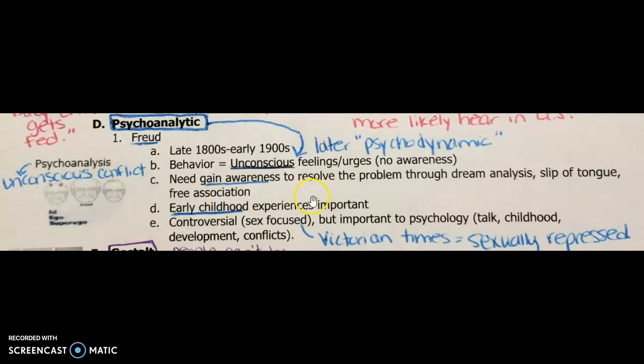Now, Freud said that early childhood experiences are very important. He put a lot of emphasis on development before the teen years. He said we're pretty much well developed by our teen years. Later theories of development are going to say, no, we keep on developing. But Freud placed a lot of emphasis on the unconscious and on early childhood. Now, Freud's theory is very controversial to some, partly because it's very sex focused. He has the psychosexual stages that we'll go over later.